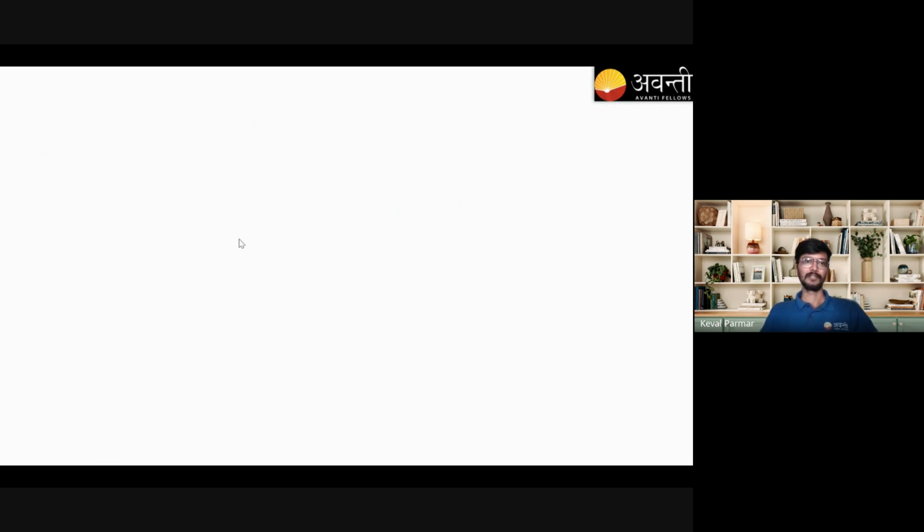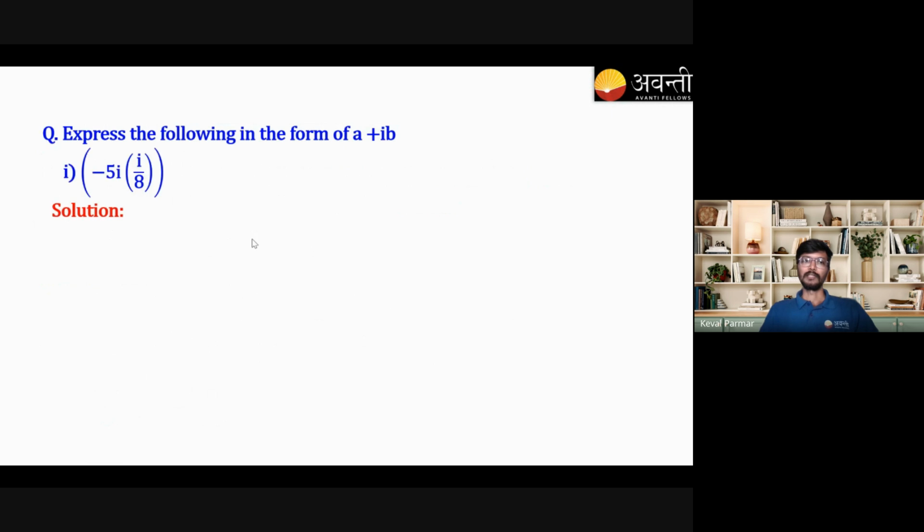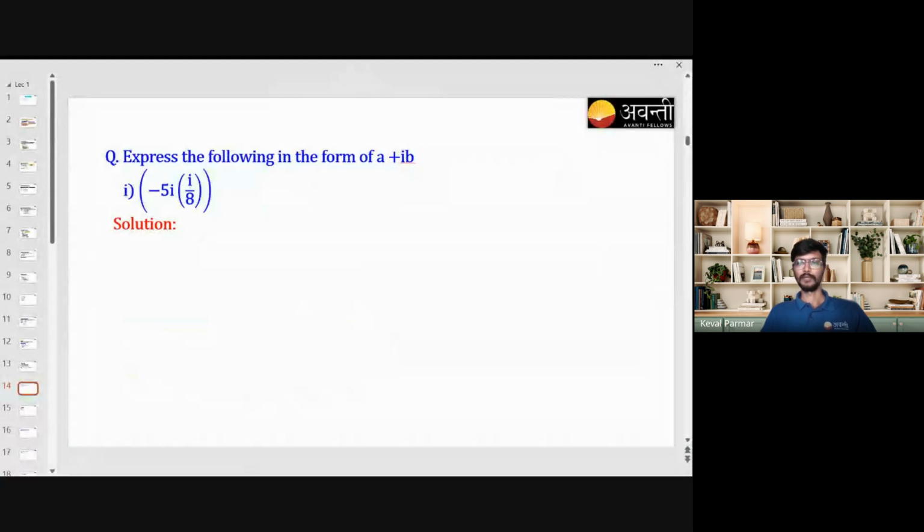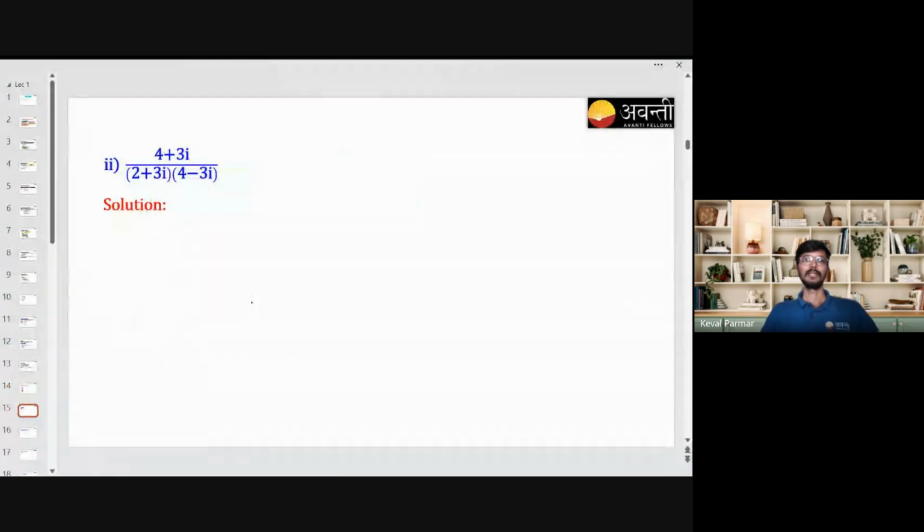Let's see the next, which is express the following in the form of a plus ib. So now we are in the solving part. So for the solving part, let's see express the following in the form of a plus ib. So it's very simple, guys. What do we do? This is minus 5 upon 8. What is the value of i square? It's minus 1. So it's 5 upon 8. This is my answer.